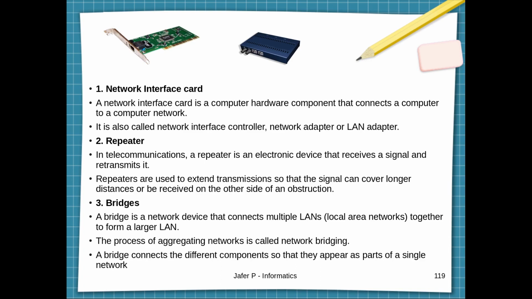A bridge connects different components so that they appear as a part of a single network. So when you connect more than one LAN network together, it will act as a single network. This is an example of a bridge, right? So in this slot you can connect multiple LANs. Here LAN 1, LAN 2, LAN 3, LAN 4, LAN 5, LAN 6, LAN 7, LAN 8, etc. You can connect 8 LANs in this device. So all the LANs will combine together and it will act as a single network.